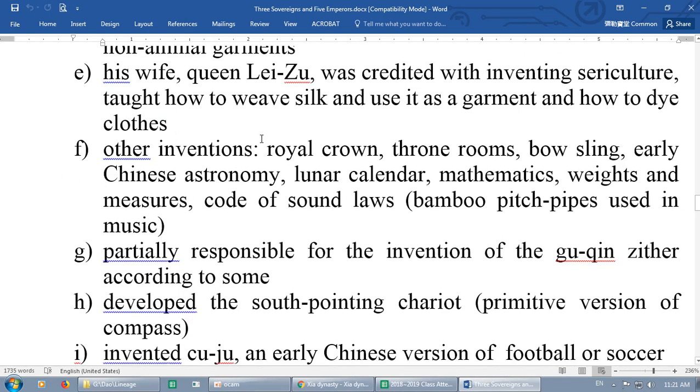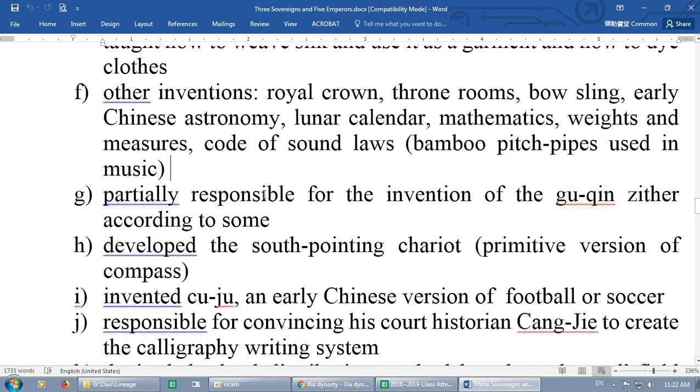So other inventions: he invented the royal crown, the throne rooms, the bow and arrow, even though it's kind of weird because they say a lot of ancient cultures had it even previous to that. Anyway, it doesn't matter. Early Chinese astronomy, the more advanced lunar calendar, mathematics, weights and measures, a code of sound laws, the bamboo pitch pipe used for music. Wow, a lot of diverse stuff. He's also considered partially responsible for the invention of the Guqin zither, according to some.